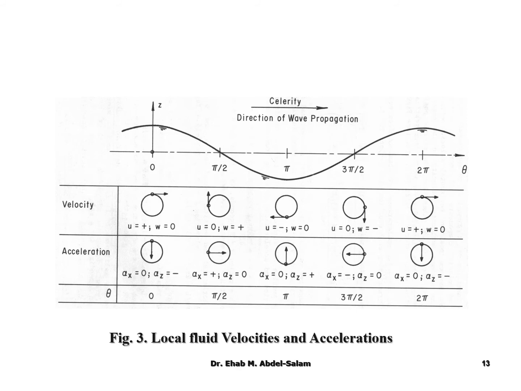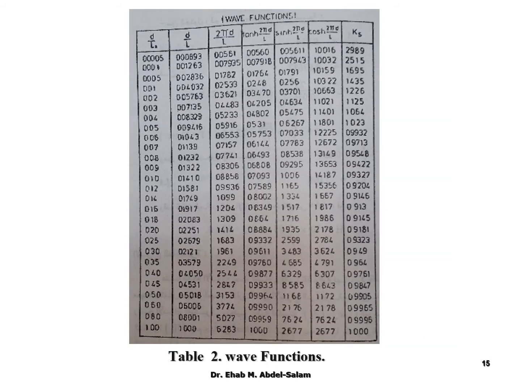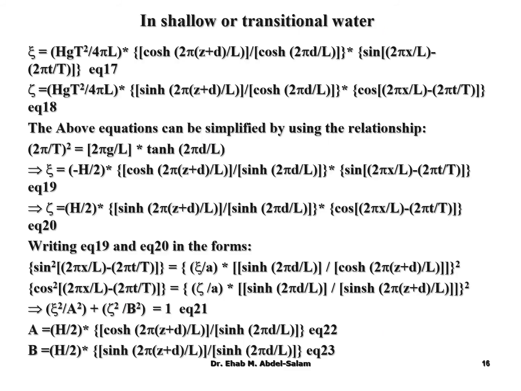We notice the local fluid velocities and accelerations are in the same directions. We notice that the particle movement for deep water is a circle, while in shallow or transitional water it's an ellipse. This table gives the wave functions: d over L naught, d over L, 2 pi d over L, tanh 2 pi d over L, sinh 2 pi d over L, cosh 2 pi d over L, k, and so on. Or ks, and here we call it ks.